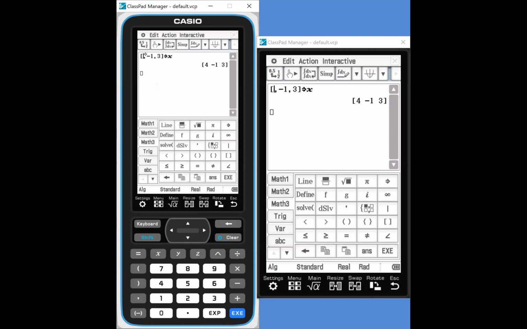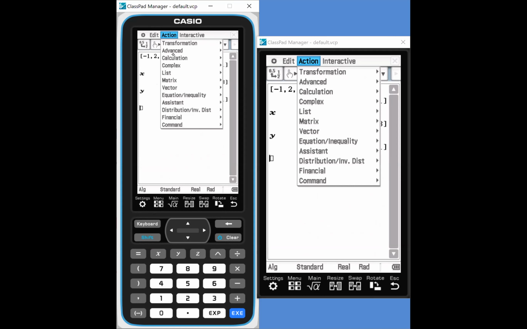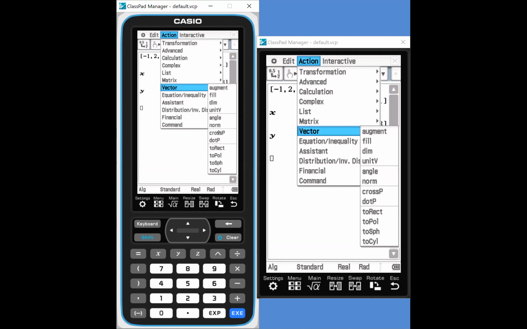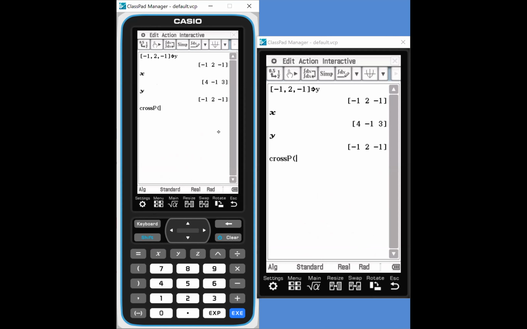I'm going to come back up and do it again. So I'm going to do -1, 2, and -1. I'm going to store that for Y. So if I press now on a new line X, it's going to give me that, and if I press Y, it's giving me those there. So how do I do the cross product? It's nice and simple. Action, vector, cross P. And if I do the cross product of X and Y, it's going to give me a vector -5, 1, 7.